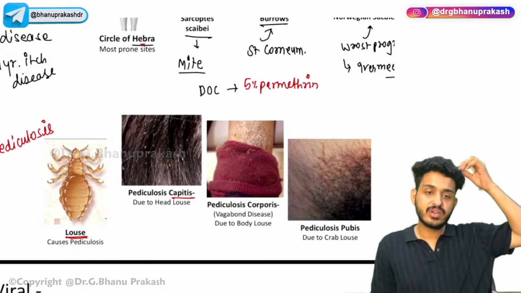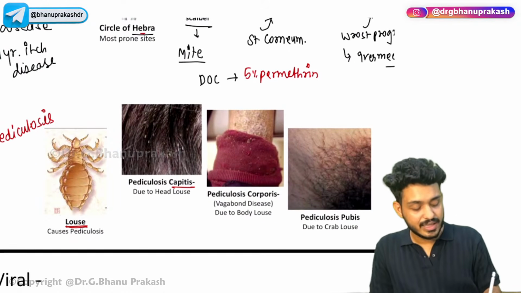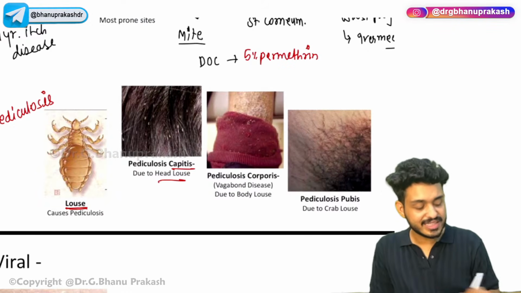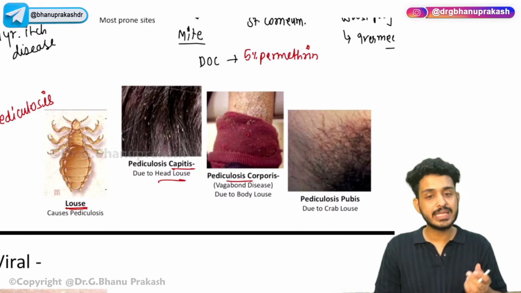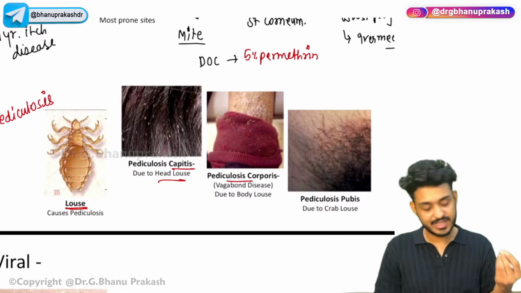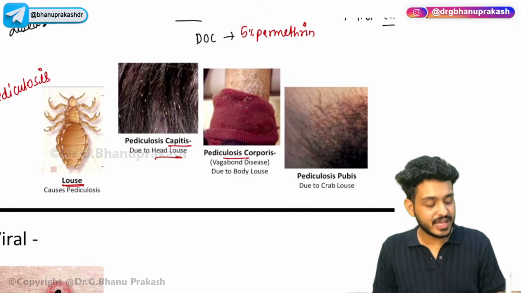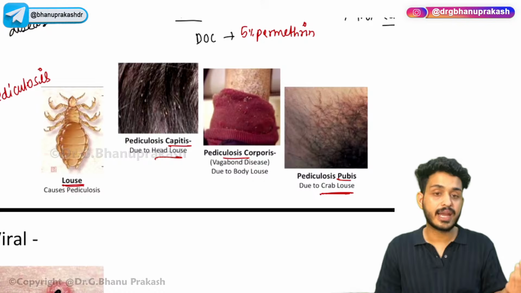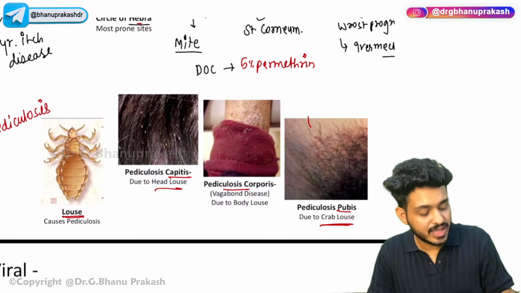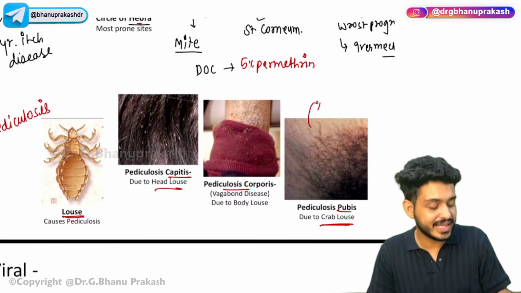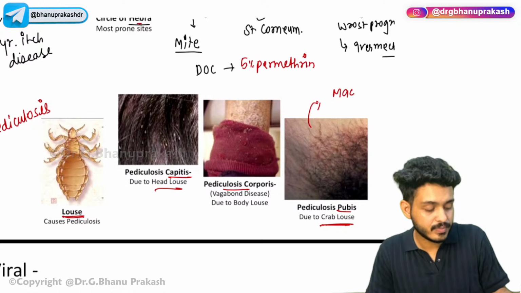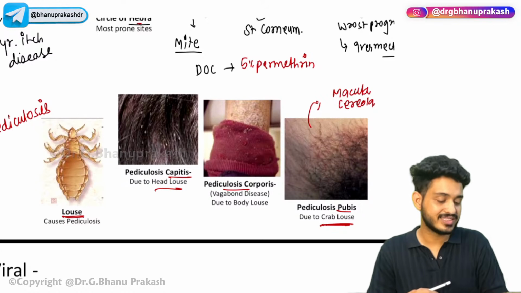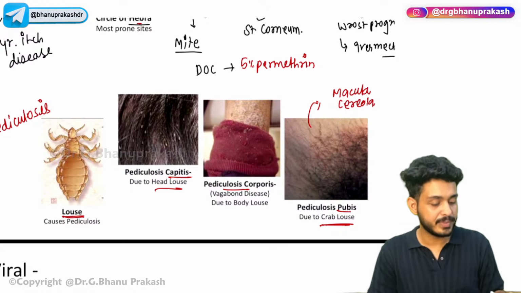If it is happening in your head due to unhygienicity, again it is known as head louse, pediculosis capitis. If it is in the body, we call it vagabond disease. We can also call it pediculosis corporis, okay, and if they are present in your pubis, that is due to crab louse, okay. And the most characteristic lesion that you will be finding here is your macula cerulea. Macula cerulea is the most characteristic lesion that you will be finding here.